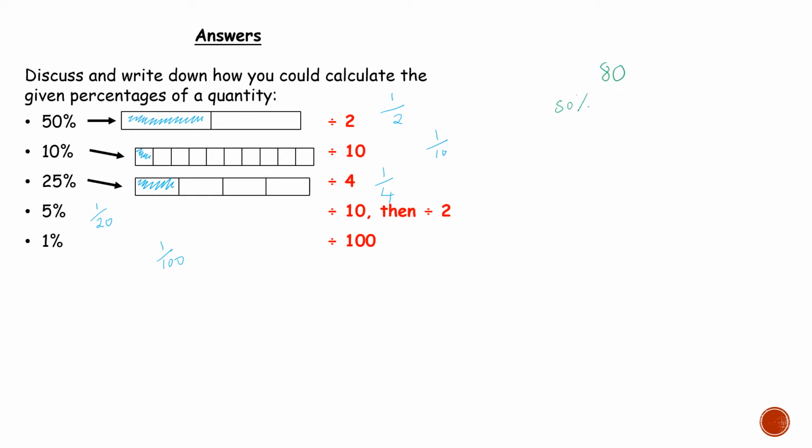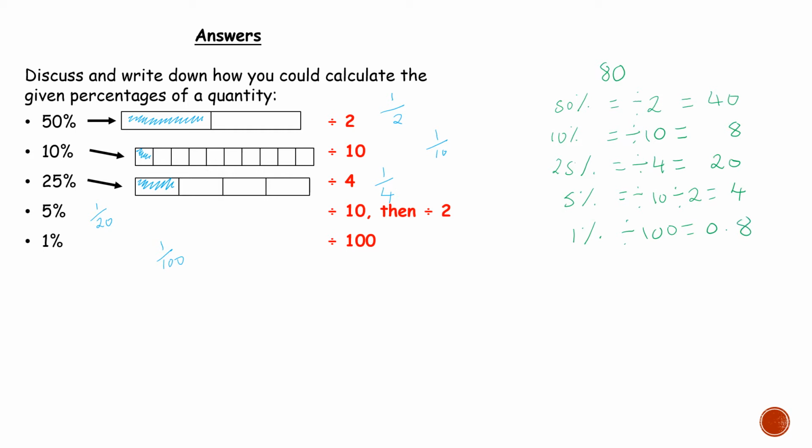of 80 means I'm going to divide it by 2, and 80 divided by 2 is 40. If I'm after 10%, I'm going to divide it by 10, and that would give me 8. For 25%, I'm going to divide it by 4. That's going to give me 20. If I'm after 5%, I'm going to divide it by 10, which I've already done, which gives me 8. Then divide that by 2, and that will give me 4. And finally, if I want 1%, then I'm going to do 80 divided by 100, which would give me 0.8.